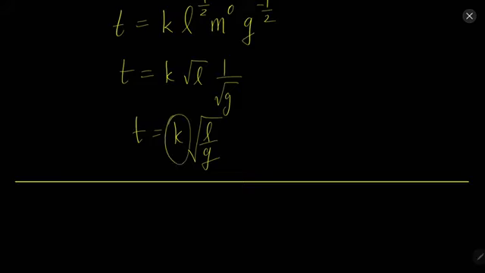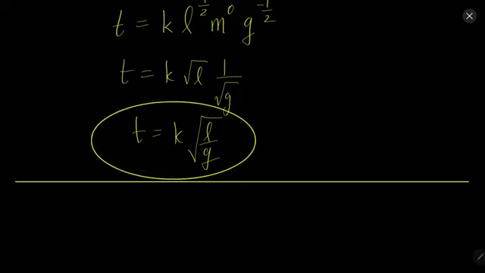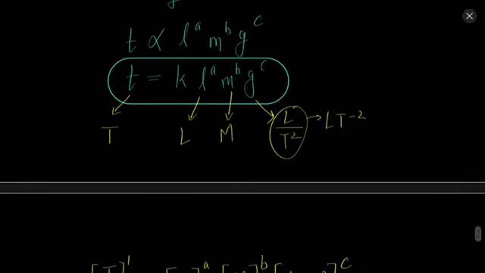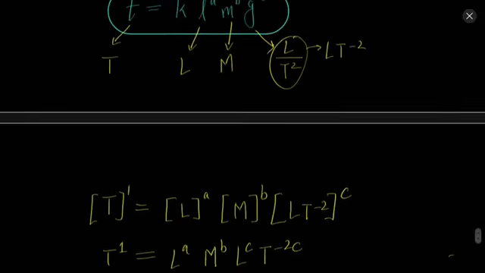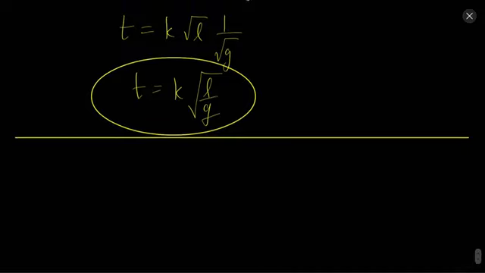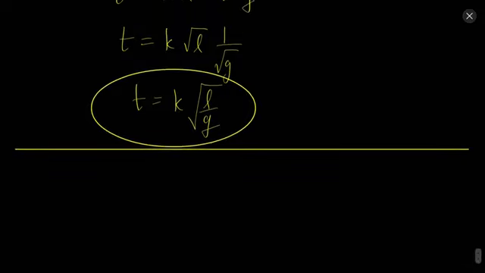Obviously we do not yet know what this constant is. This constant can be anything. This can be found out using the experimental data. So this is how we can find the formulas or the relation between different physical quantities using dimensional analysis. So these are the three main applications or uses of dimensional analysis. Now what are the limitations?